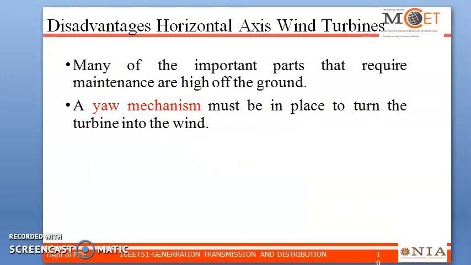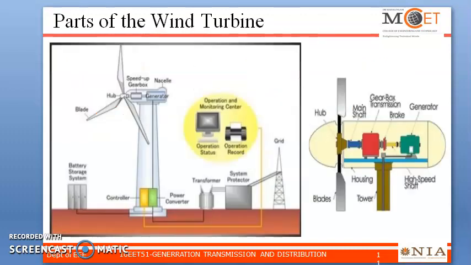What are all the disadvantages of this horizontal wind turbine? The yaw mechanism, this shape is called the yaw mechanism. When the wind blows upwind it is not a problem, but if downwind is blowing, the blade will be broken. That is the main disadvantage of the horizontal axis.